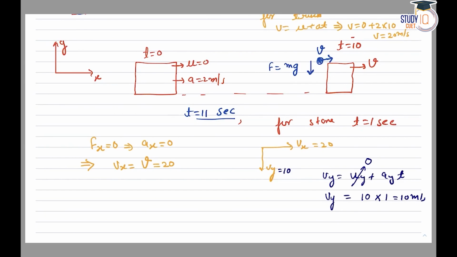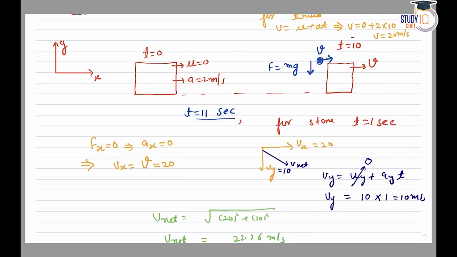So the resultant velocity can be found out. This is v net. We can find the value of v net as the resultant of 20 and 10, so 20 square plus 10 square. From this, v net is equal to root 500, which is equal to 22.36 meter per second. This is the net velocity of the stone at t equal to 11 seconds.